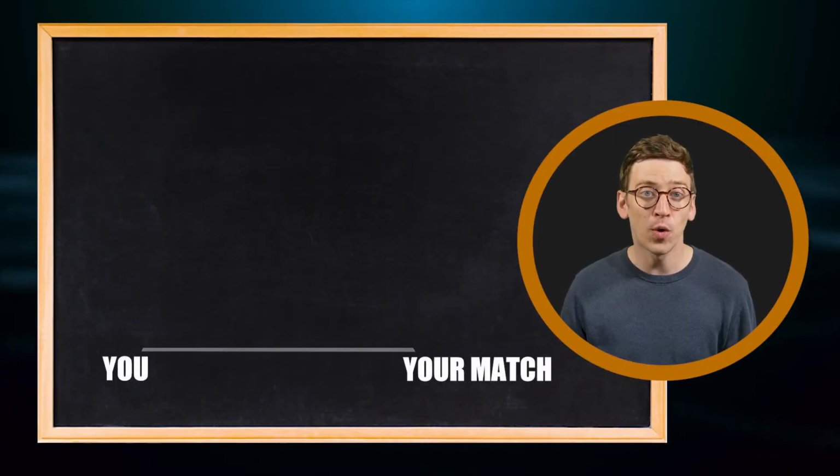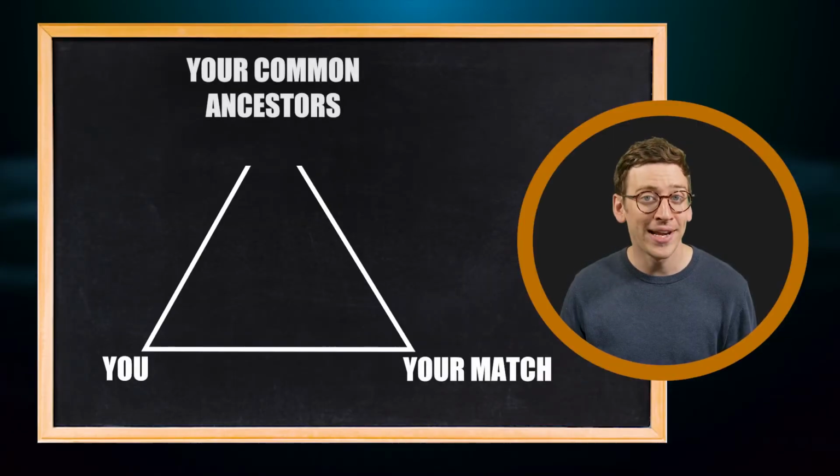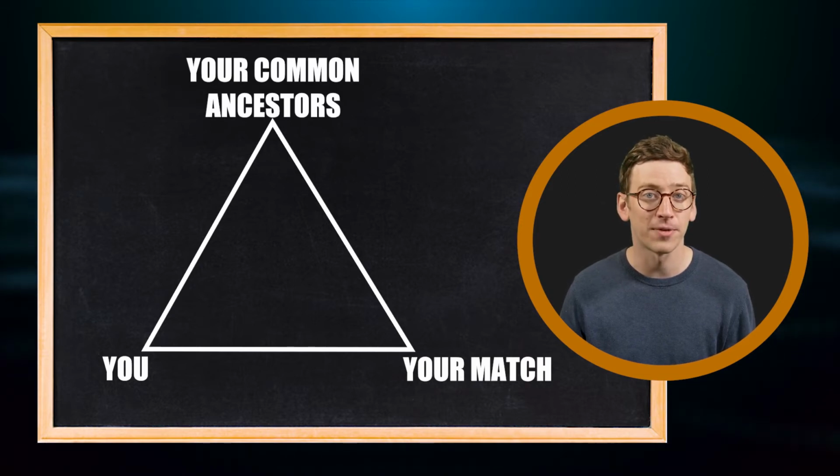If you share DNA with someone, this means you share a common ancestor. This common ancestor is the reason you share DNA. You and your matches are like 2 points of a triangle. Your common ancestor, somewhere back in time, is the third point holding you together. In general, the more DNA you share with a match, the more recent your common ancestor will be. And the less DNA you share, the further back in time your common ancestor will be.